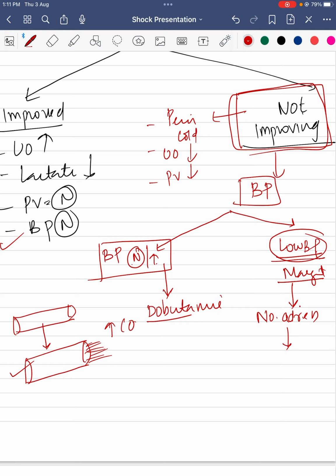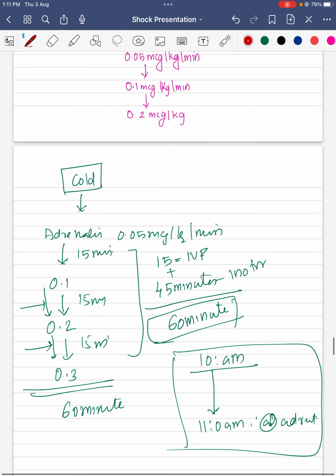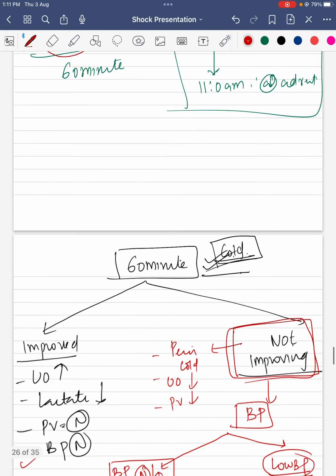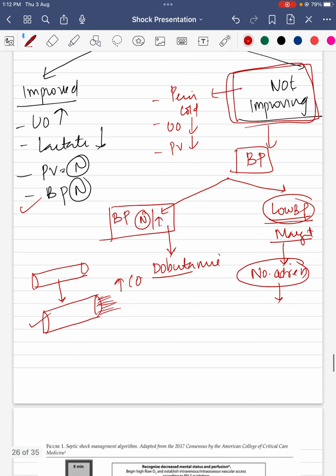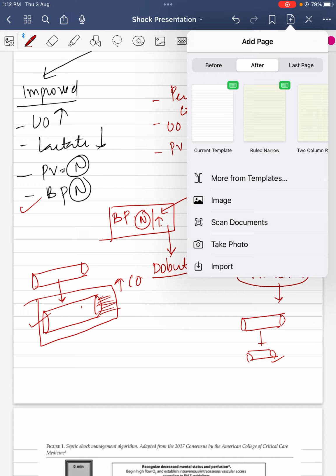noradrenaline. So the child is now on adrenaline and the dose has reached up to 0.3, still not improving and BP is low. If you add noradrenaline, it will help to increase the BP by vasoconstriction, and this increased BP will help a little bit to improve the perfusion. So the method we adopt to improve perfusion depends upon the BP, or indirectly the vessel status, whether it is dilated or constricted. This much clear?